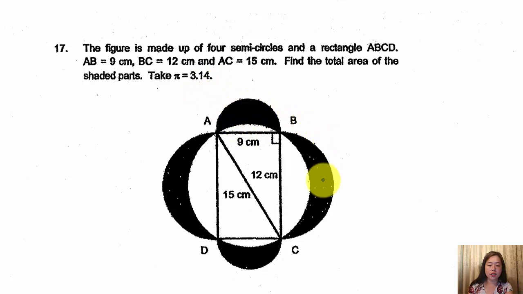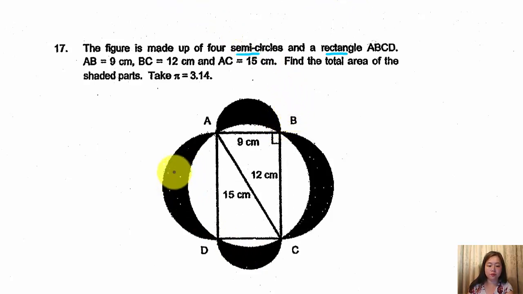So we can see a few shapes in this figure. We can see semicircle and rectangle. But the interesting thing is we also see weird figure like here. And how are we going to find out the area at here? So the concept here that we want to use is to use the addition of different area and then minus the overlapping area. Let me show you how.